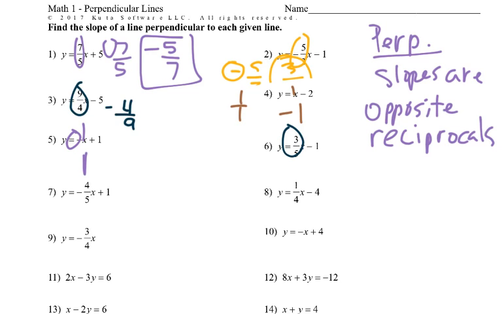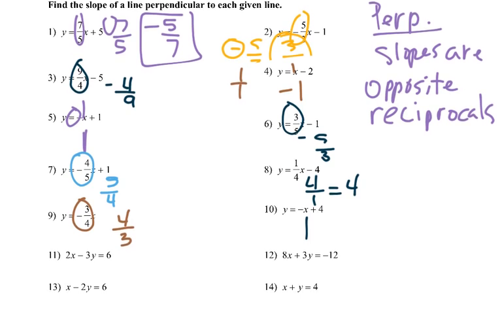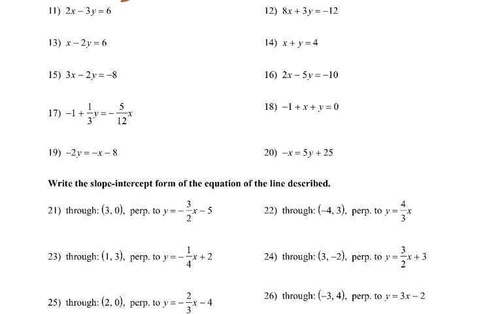3/5 becomes 5/3 to the negative. 4/5 negative becomes 5/4 to the positive. 1/4 becomes 4/1, or just 4. Number 9, negative 3/4 becomes 4/3 to the positive, and -1, like we said, becomes positive 1. Now, on some of these, we have to figure out what the slope is first before we can deal with it, right? And then we just treat it the same way.